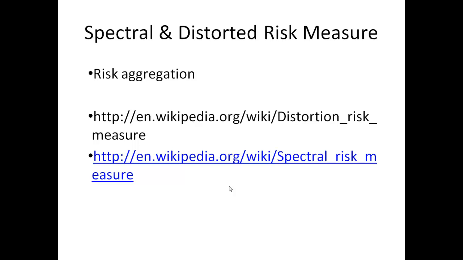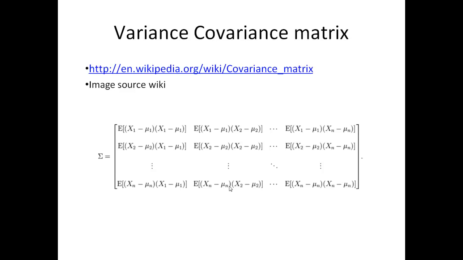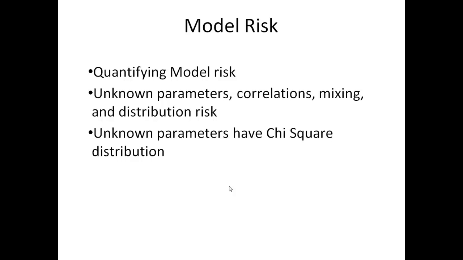Then we have two new measures which are not used so frequently for risk aggregation. They are the distorted risk measure and Spectral. You can check them out on Wikipedia. The thing that is known to all of you and that is used is the simple covariance matrix, which you can see on your screen. This is a covariance matrix quite similar to the covariance that you study.